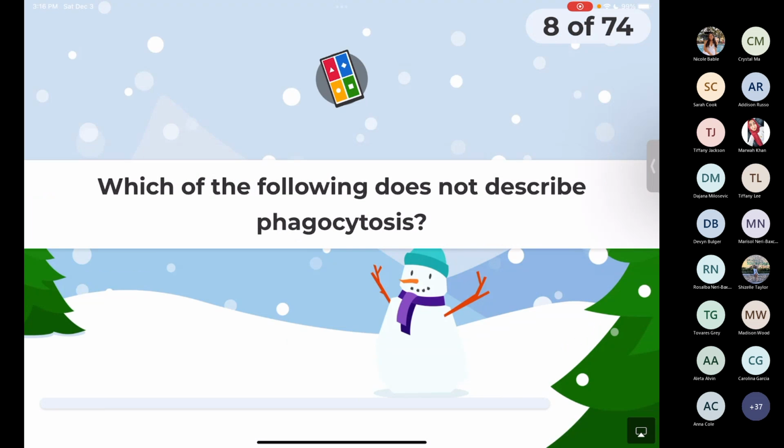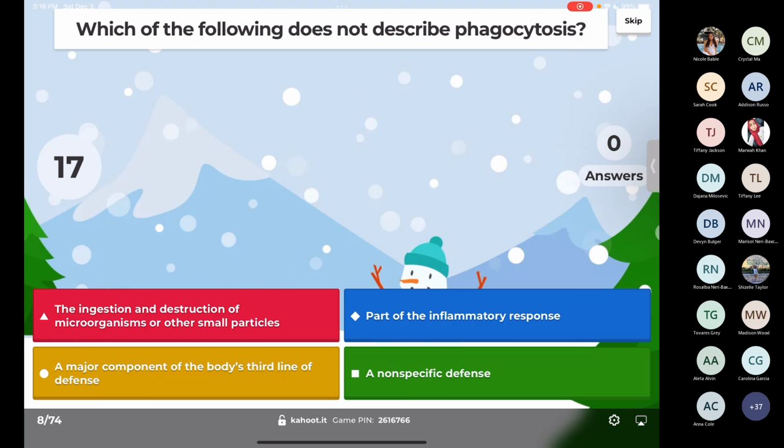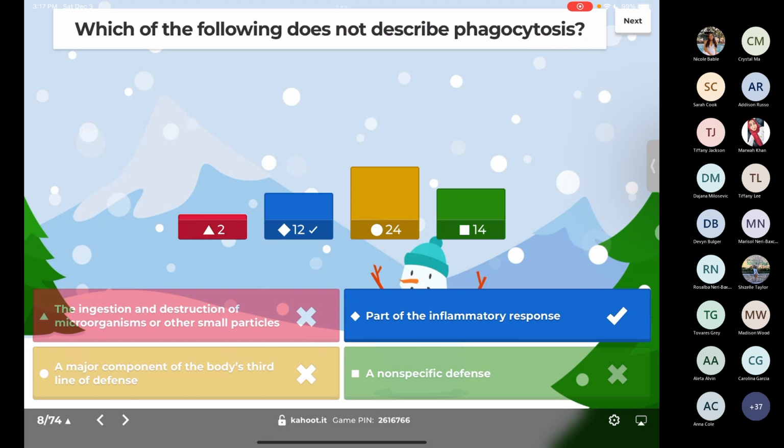Which of the following does not describe phagocytosis? Good job, guys. So phagocytosis is not part of our inflammatory process. It is something different than that.